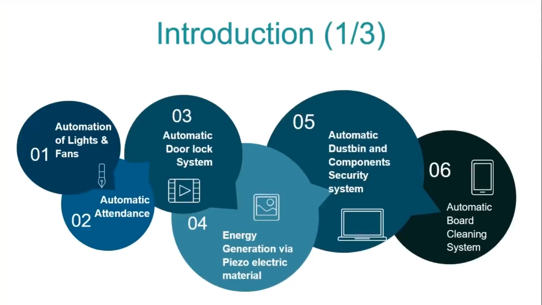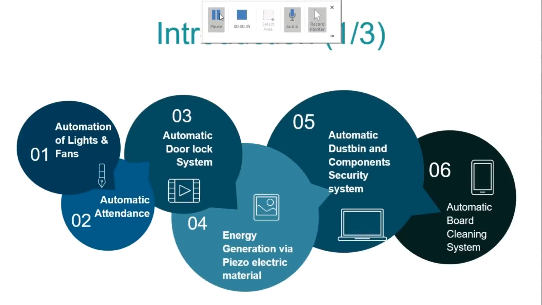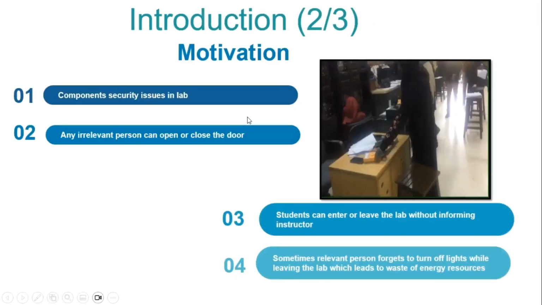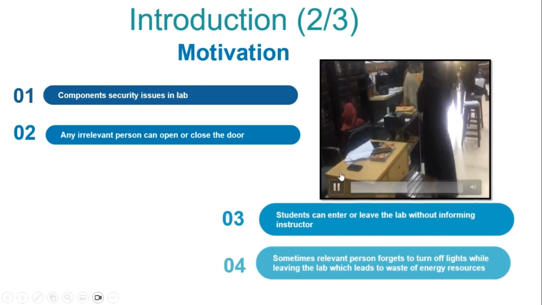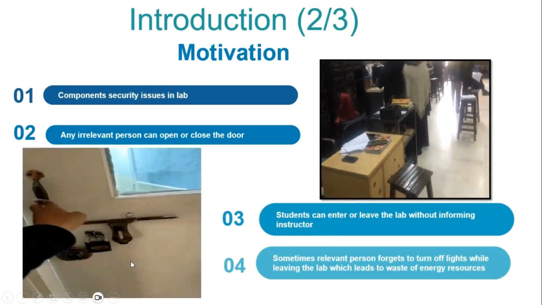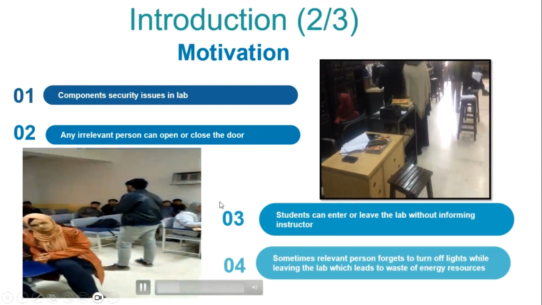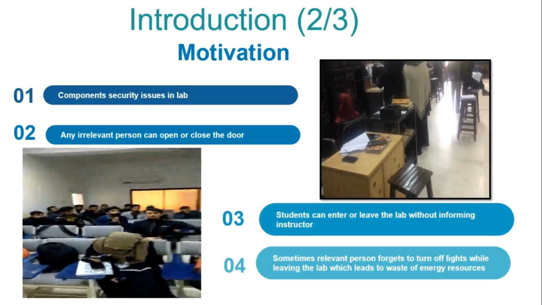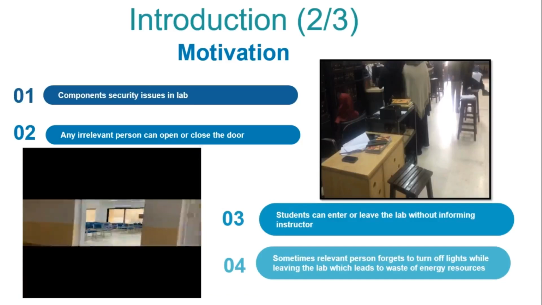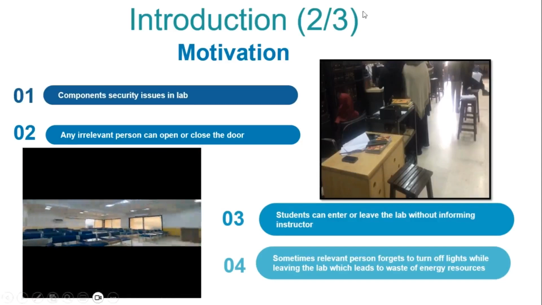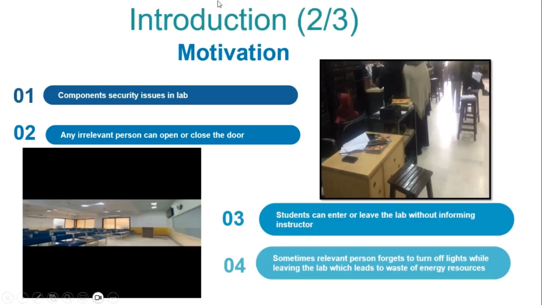This is the brief introduction of our project, what we have done so far. But the main thing is why we selected this project. While working in the lab, we felt the need of advancement in some traditional activities. Component security is the main issue. As you can see in the video, any random student can take away any component without informing. The other main issue is that any student can enter the class during the lecture and still be marked as present. The noise of the opening and closing of the door is also very irritating. And sometimes there is no one in the lab but the lights and fans are still on. This is the wastage of electricity.